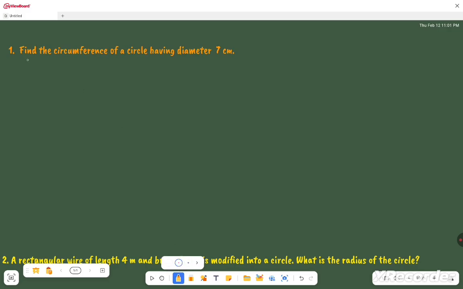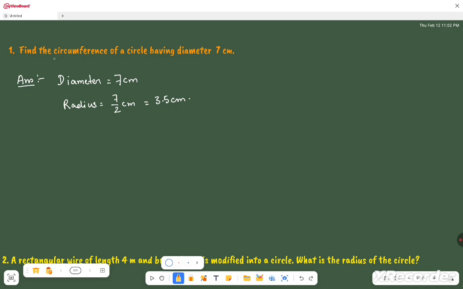Now let us first read out the first problem, that is find the circumference of a circle having diameter 7 centimeter. So here the diameter of the circle is given, that is 7 centimeter. So we know that radius is actually diameter by 2, that is 7/2 centimeter, half of the diameter, that is 3.5 centimeter. This we know.